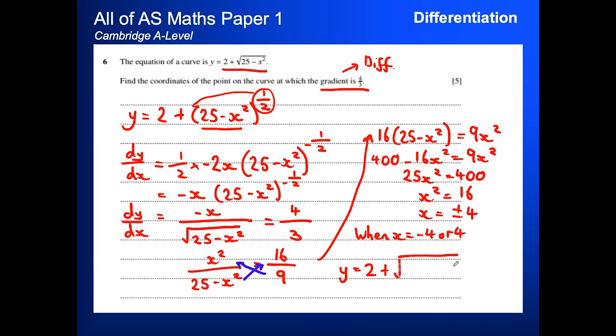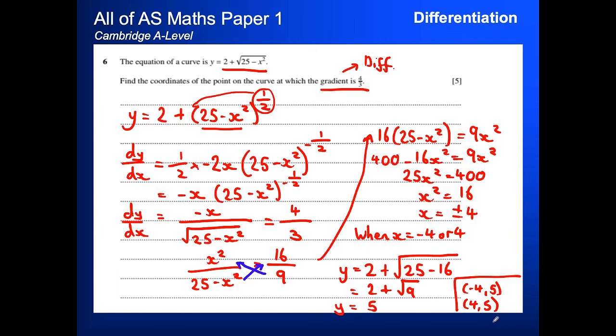It makes no difference. So we get 25, well, 4 squared is 16. So we get 2 plus the square root of 9. And this is going to equal 5. So our final answer here, let me pop this just down over here. Our coordinate is going to be minus 4, 5. It could also be 4, 5 as well.